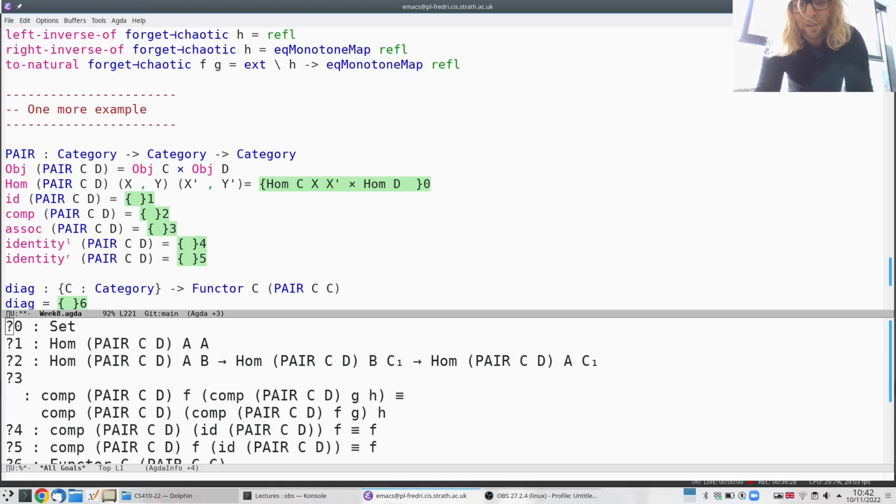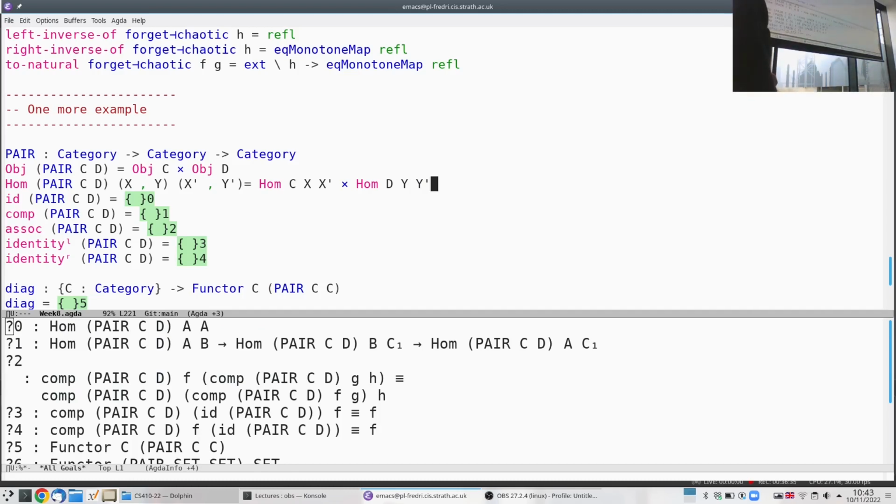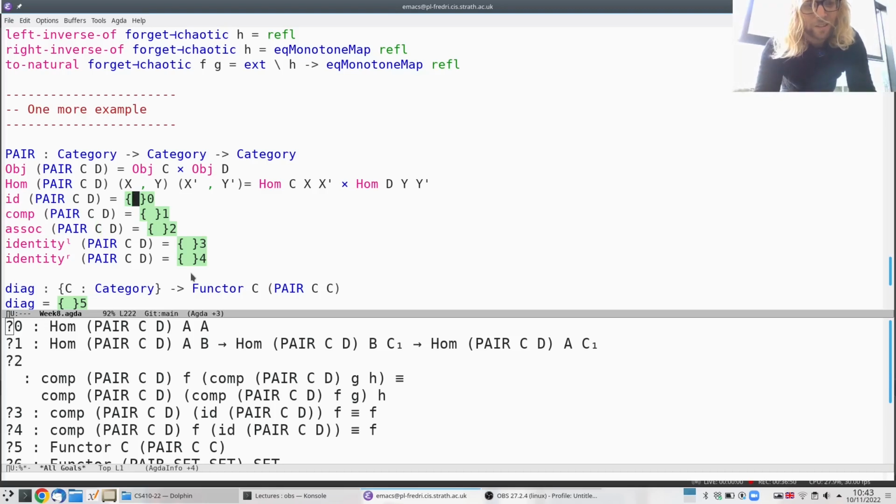Yeah, so we're just working, doing C things and D things separately, but in lockstep. You see, there's no interaction between the C and D things, right? A morphism in C and a morphism in D, and they never do anything to each other. Okay, then I should have an identity.